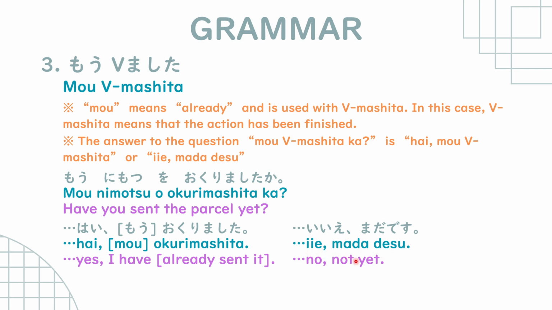Okay, so for another example: もう勉強しましたか? 今日は, today, もう勉強しましたか? Have you already studied today? You say はい、もう勉強しました. Yes, I already studied. Or はい、勉強しました. Yes, I have studied. Or いいえ、まだです.